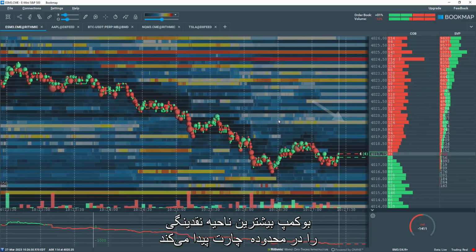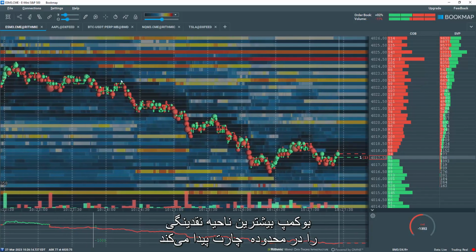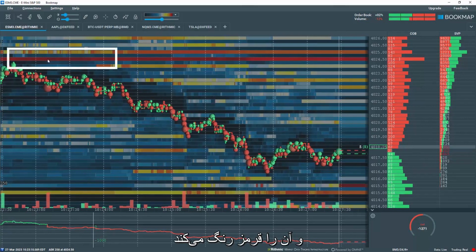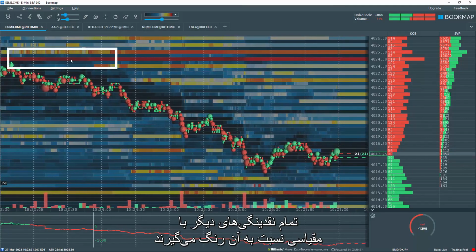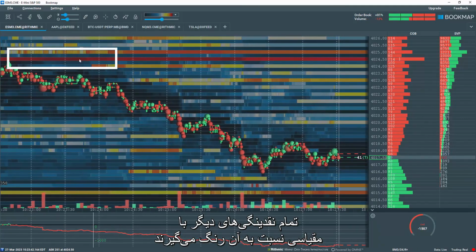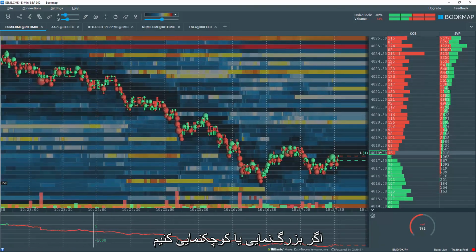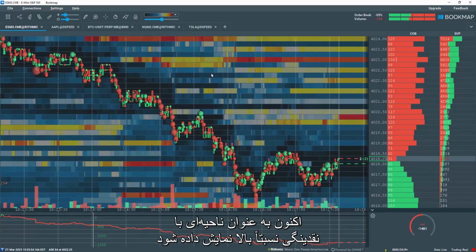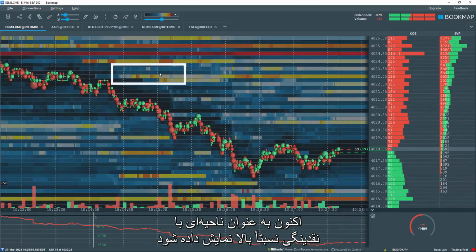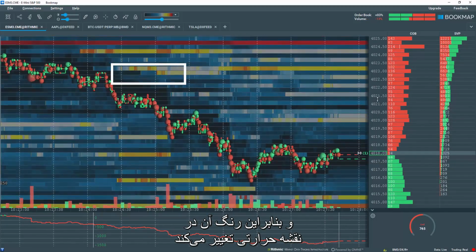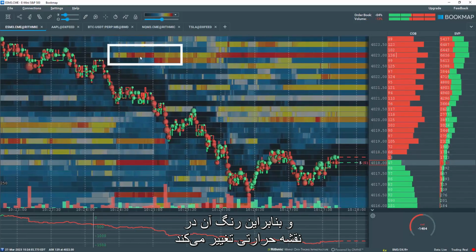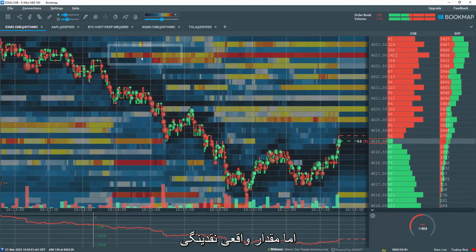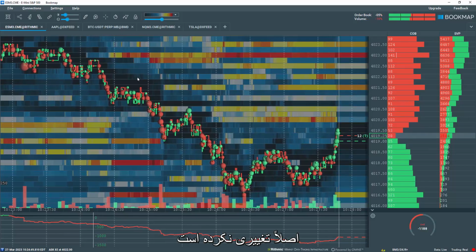Please note, Bookmap takes the highest area of liquidity within the viewable chart range and then paints it red. All other liquidity is scaled from the highest amount. If we zoom in and out, an area that was previously low liquidity may now become an area of comparably higher liquidity, and thus the heat map color will change. However, the specific amount of liquidity has not changed at all.